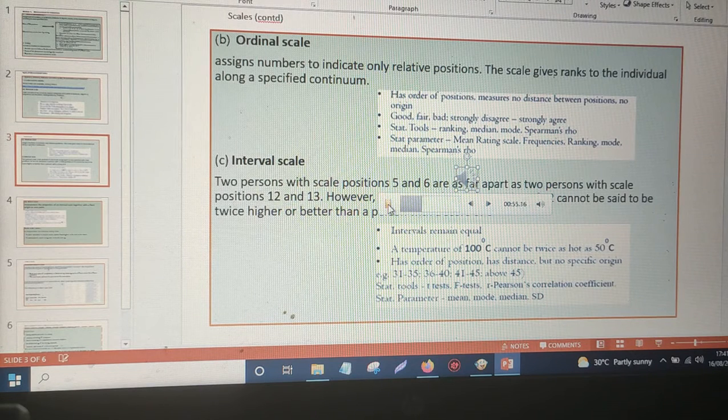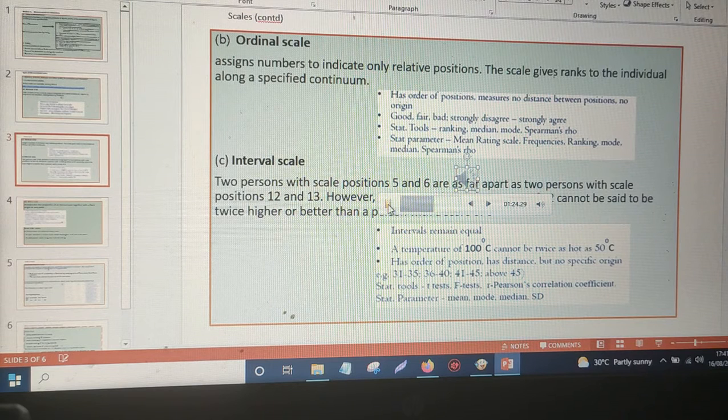Strongly agree, coming down to strongly disagree. So they have relative positions. Statistical tools that are amenable to that include ranking, median, mode, Spearman's rule. Statistical parameters, you can also use mean rating scale, frequencies, ranking, mode, median, Spearman's rule.